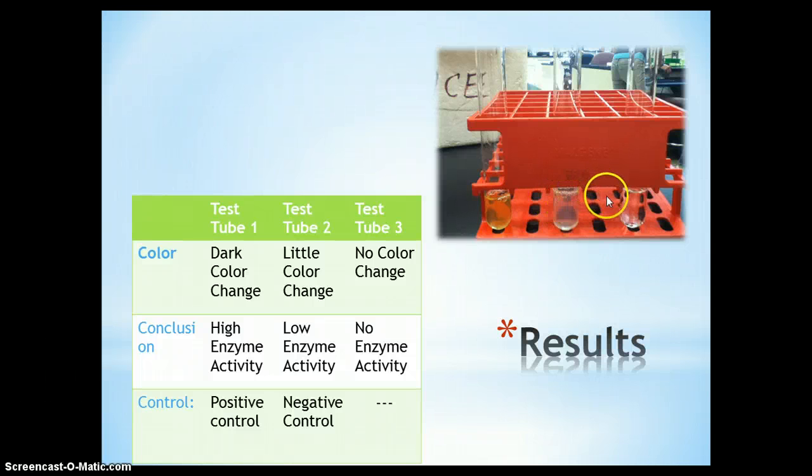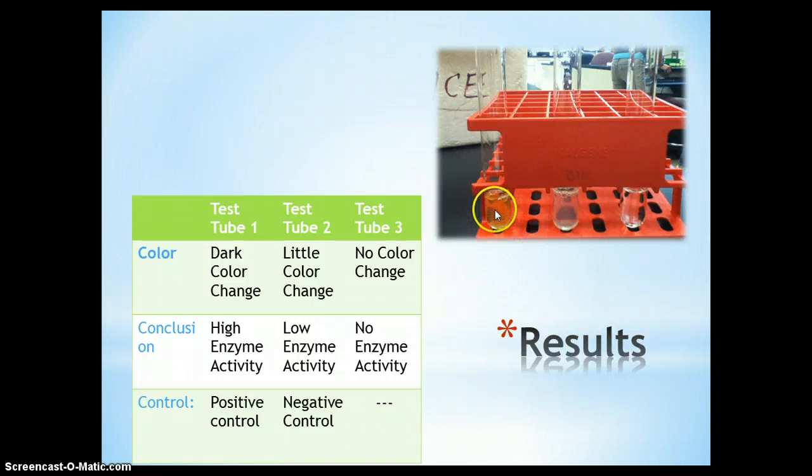Test tube 3 contained 1 milliliter of catechol, 1 milliliter of water, and 0 milliliters of catechol oxidase. The test tubes were then heated in a 37°C water bath for 10 minutes. Then we got our results.